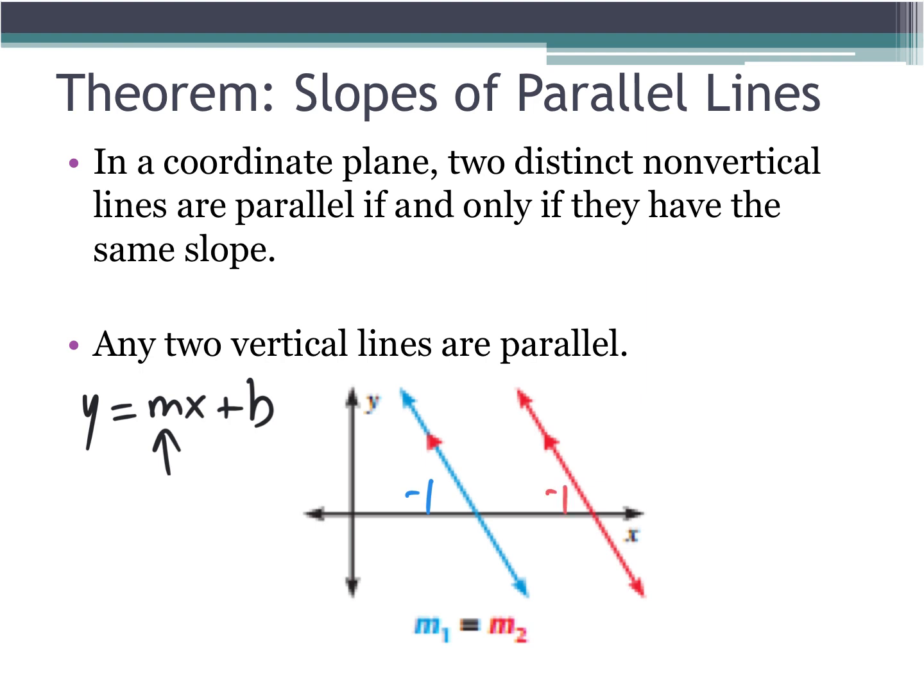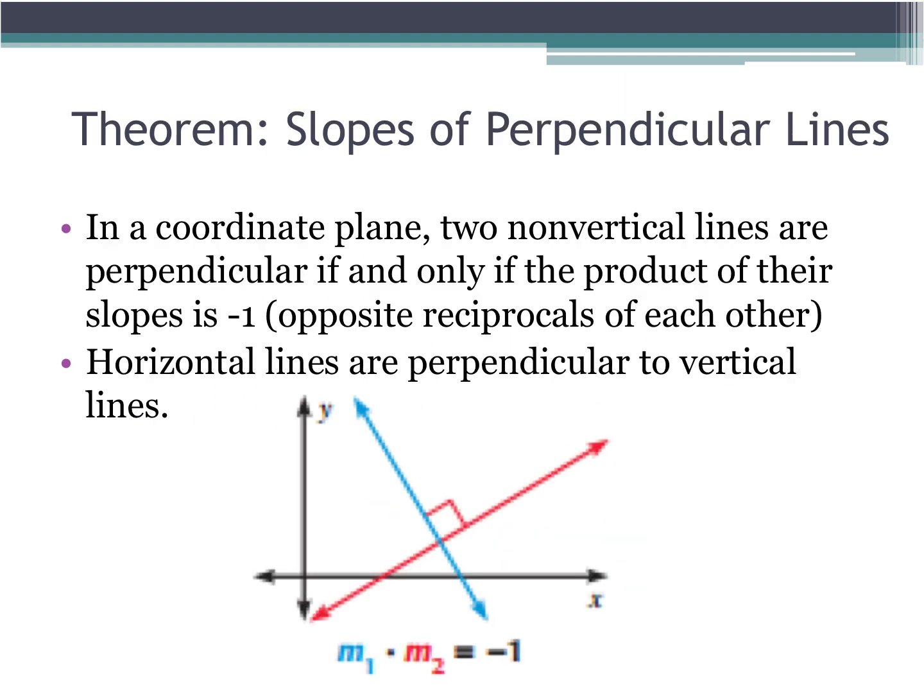This red one is going to have a slope of -1 as well. Now it's going to have a different y-intercept and a different x-intercept, but if the slope is the same, it will be a parallel line. So this is our theorem. Slopes of perpendicular lines in a coordinate plane. Two non-vertical lines are perpendicular if and only if the product of the slopes is -1, so they are opposite reciprocals of each other. Horizontal lines are perpendicular to vertical lines.